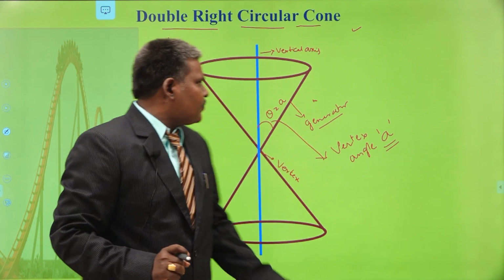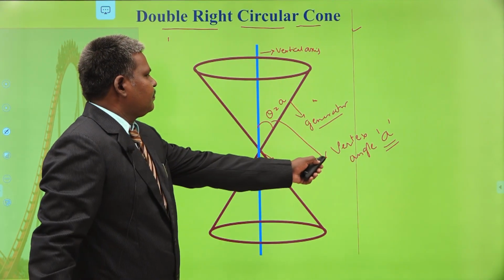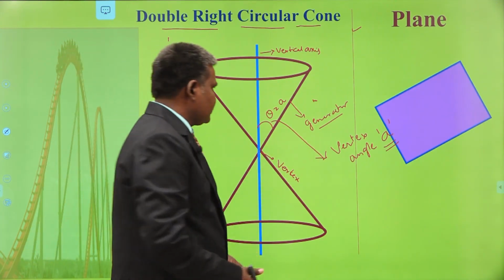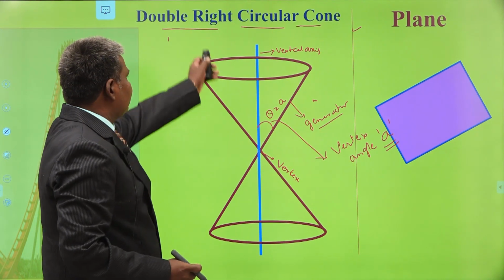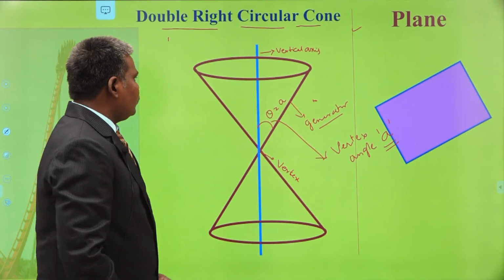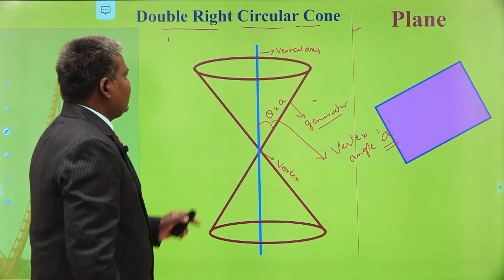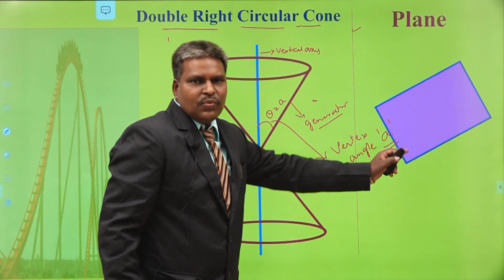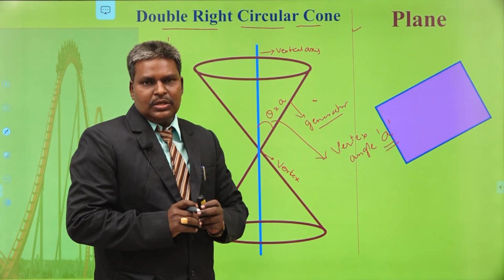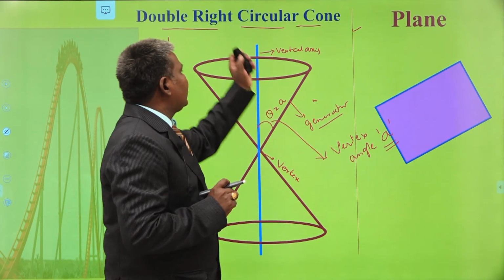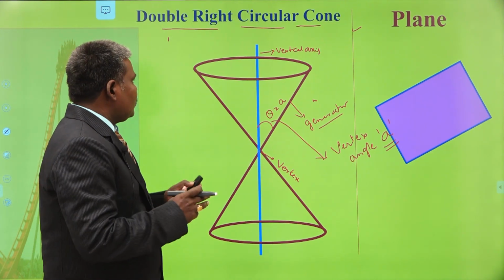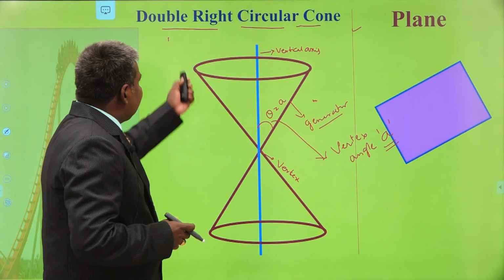Now, let us consider one plane. All of you know the shape of a plane like this. So, consider two things here. One is the right circular cone, the other is this plane. Now, if this right circular cone is intersected by this plane at different angles, we get two-dimensional figures. Those figures are called conic sections. Those figures are called what? Conic sections.